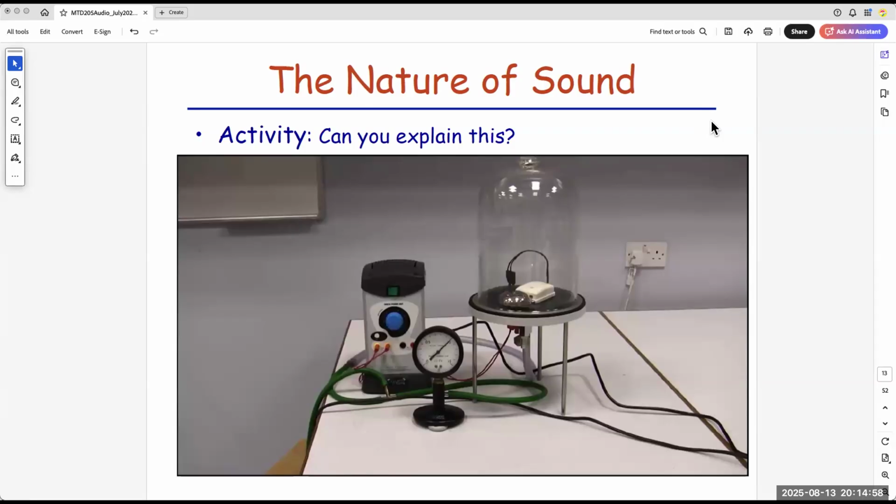Before I let you see the video of this, this is just an activity to explain. Here is a so-called bell, a doorbell. Normally if you turn on a doorbell, definitely you can hear it ring, ring, ring. Of course, if you're outside, a human outside without this glass container, you can still hear it, because inside there is air particle.